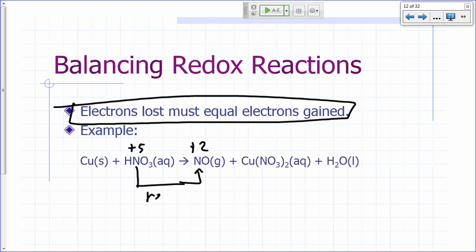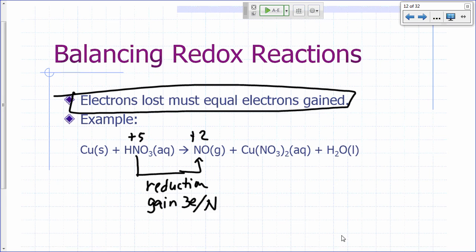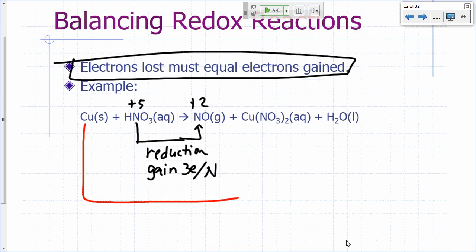This is reduction, right? Reduction, do you gain electrons or lose electrons? Gain electrons. Gain of how many electrons? 3 electrons per nitrogen, right? And what happened to your copper? Remember what did happen to our copper? From 0 to +2, right? That's oxidation. So when you become more positive, that means you've lost electrons. How many electrons here lost? 2 electrons for every copper.